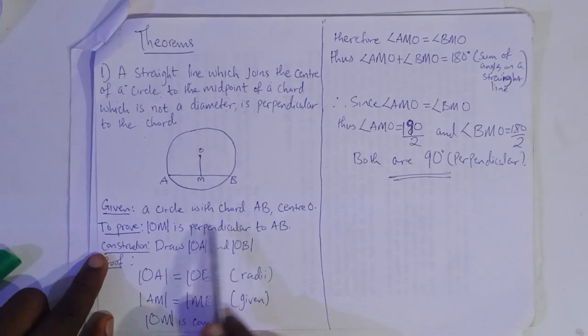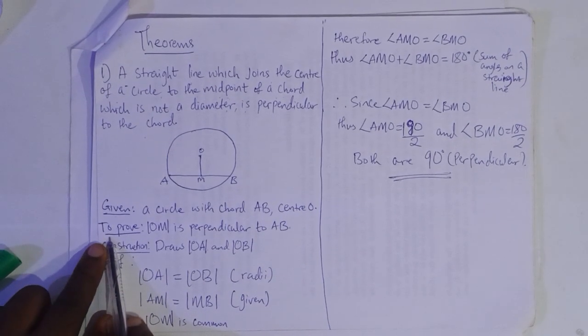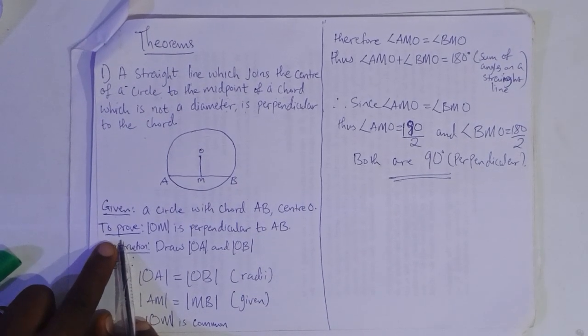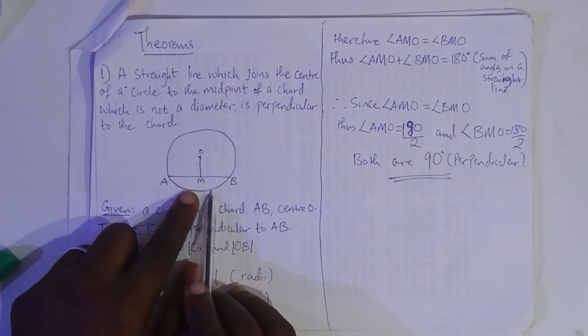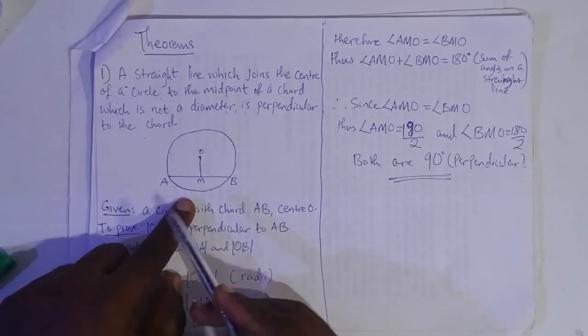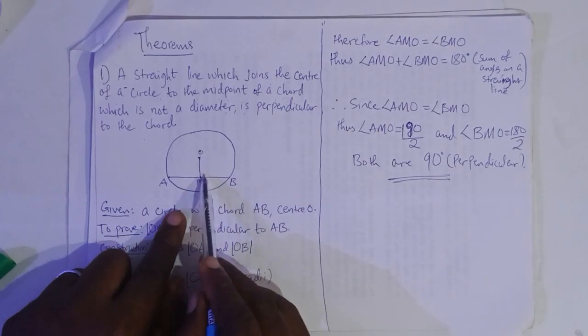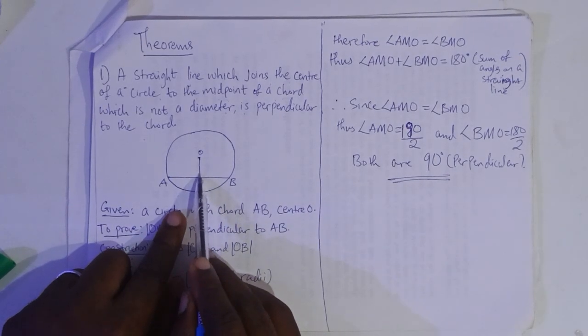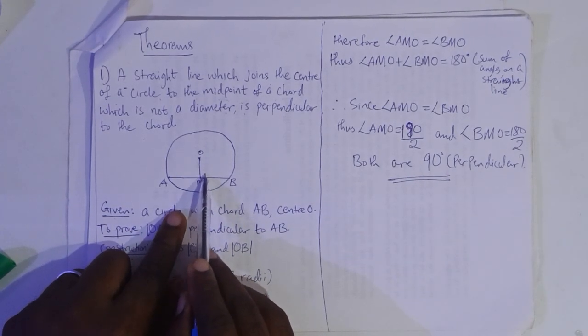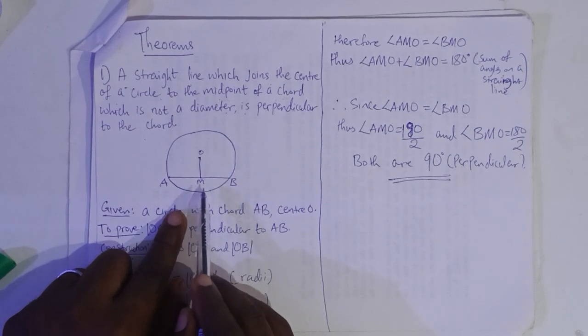Now the next step is, what are we required to prove? Go back to the diagram and even the theorem. You're required to show that this line that comes from here down to this place, if you measure the angle it forms here or here, it will give you 90 degrees. That's what you're required to prove.